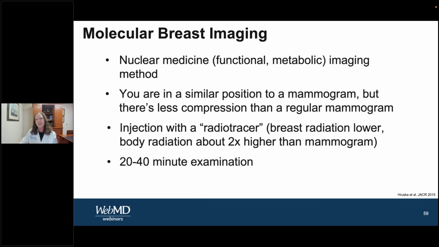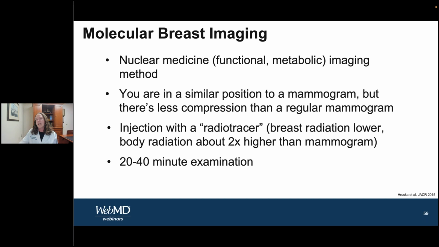And this is a nuclear medicine examination. It's a type of imaging that allows us to see functional and metabolic information in the breast. You're in a similar position to what you are when you get a mammogram, but there's less compression than what you would get with a regular mammogram. You're injected with something that we call a radio tracer. So again, you get an intravenous line and get injected with this radio tracer, which is the teeny amount of radiation that circulates through your body so that we can see the areas of cancer, and it leaves your body shortly after the exam.